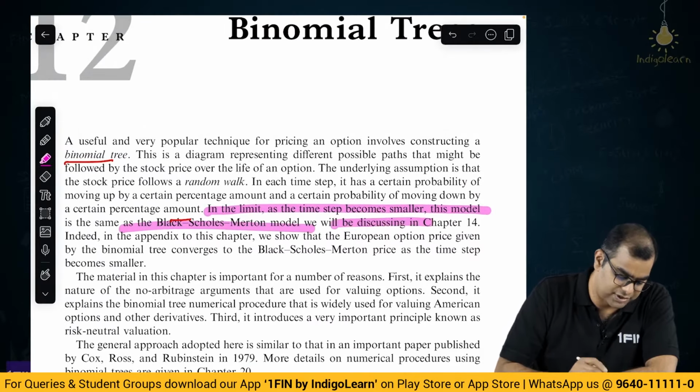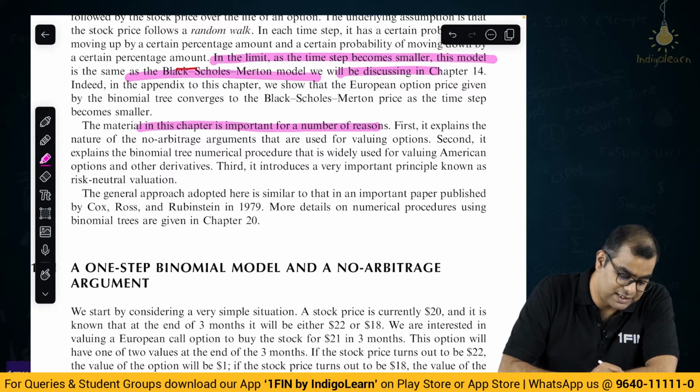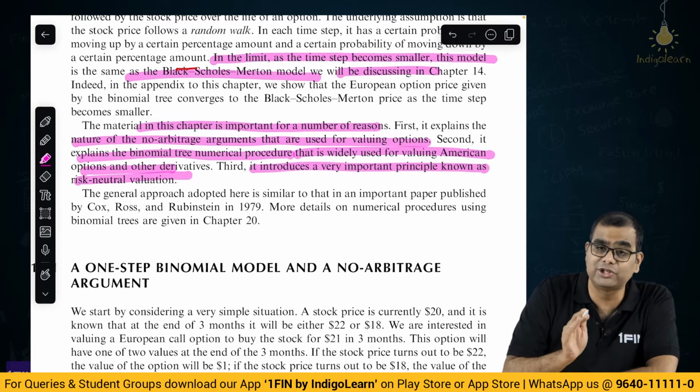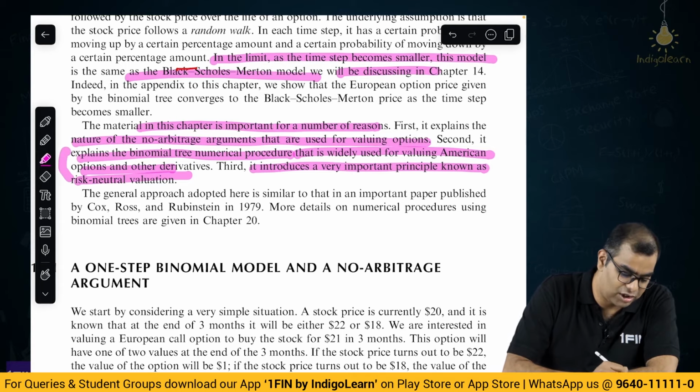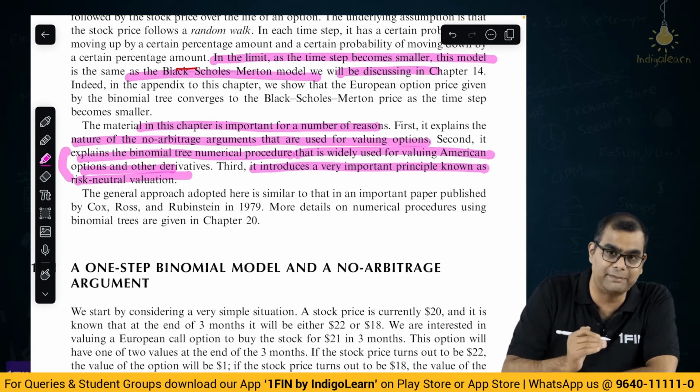The material in this chapter is important for a number of reasons. First, it explains the nature of no arbitrage arguments that are used for valuing options. Second, it explains the binomial tree numerical procedure that is used widely for valuing American options. Third, it introduces a very important principle known as risk neutral valuation. So, basically they have talked about binomial tree and risk neutral valuation independently.